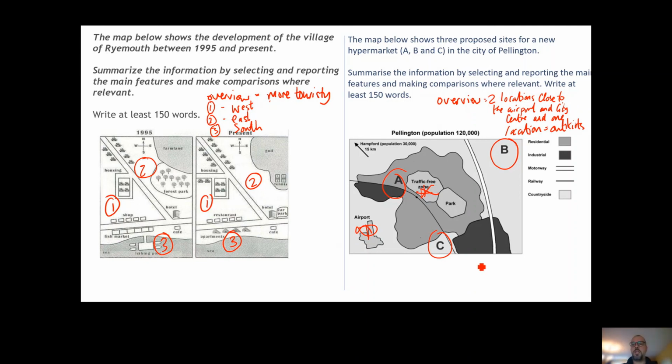My 3 main features then, A, C, and B. I'm going to talk about A and C together and B on its own. So in every case, we're looking for 3 main features, 2 of them related to each other, and an overview. Once we've got that, we can start writing.